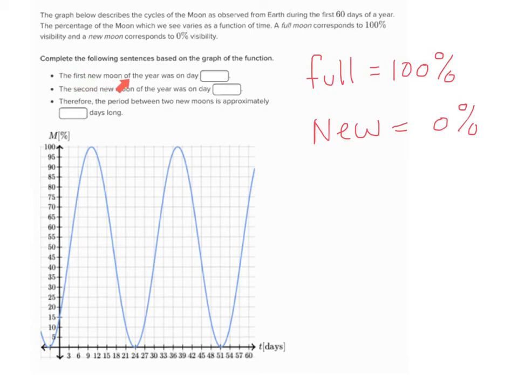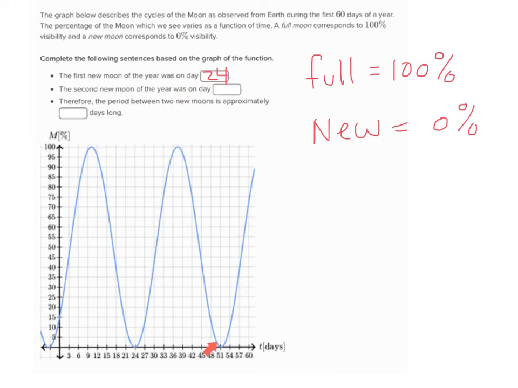The first new moon of the year was on what day? Now this isn't a new moon, is it? It's a what? Full. So that's not the answer. The new moon happens when it equals 0, and so that's after how many days? 24 days. Now it says here, the second new moon of the year was on what day?